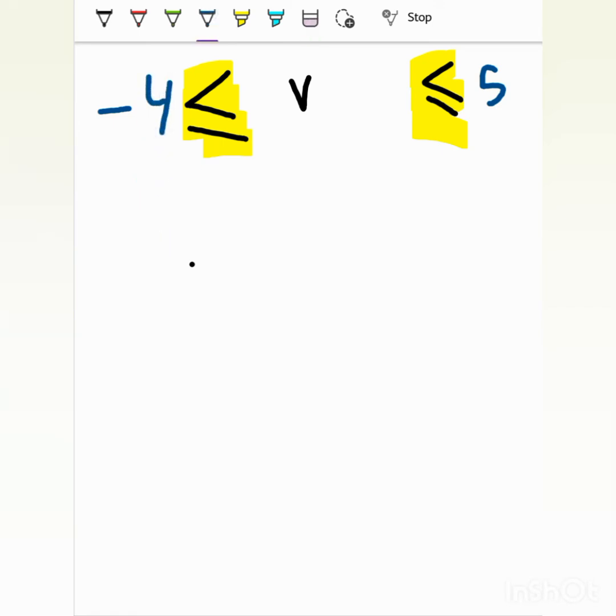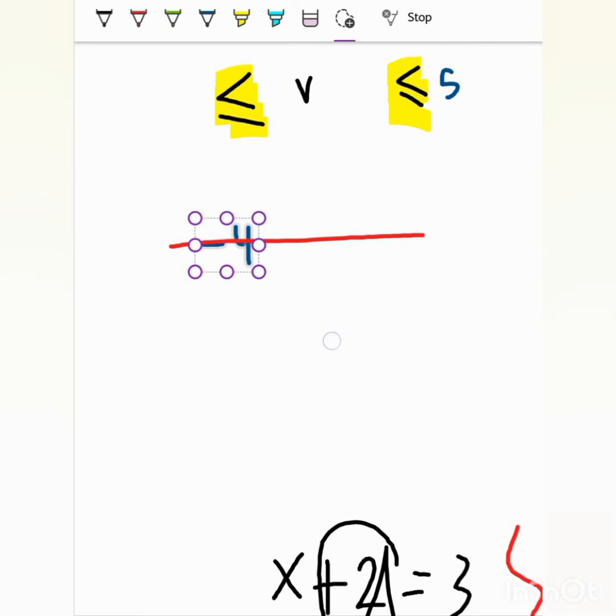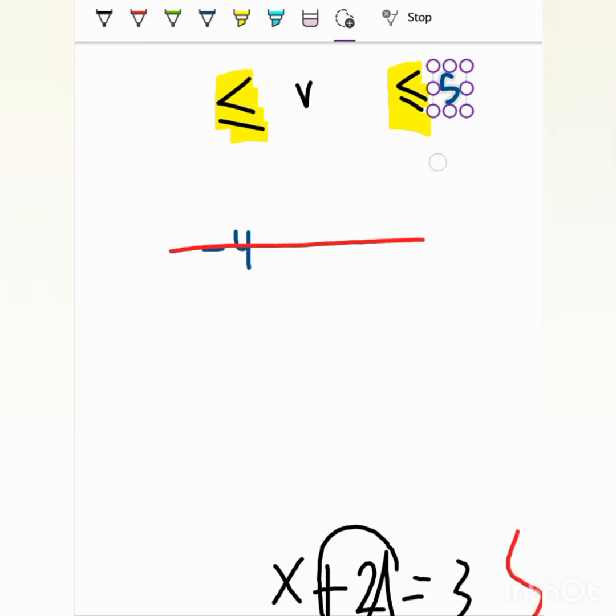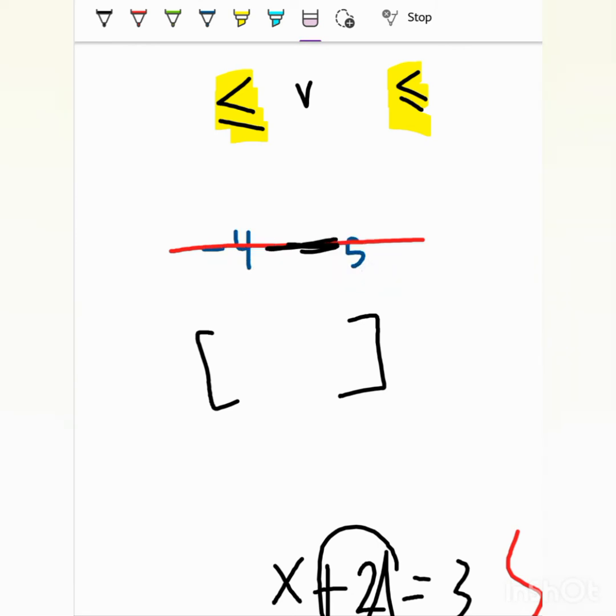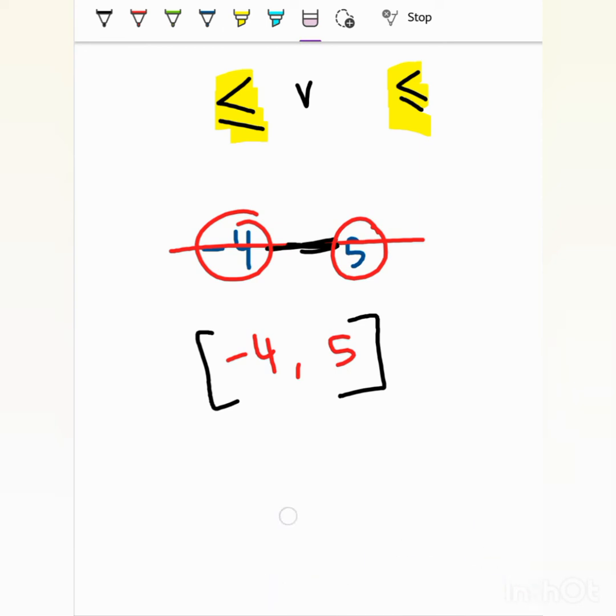I hope it is easy. Now the easy one, graph it. I drew the line. I put the -4 here, and I take the 5 and put it here. And what you have to do, you have to circle them and color them and connect between them, and directly the interval will be like this. Let me erase this, and you drop the -4 here and the 5 will be here. My dear student, I hope you get it.